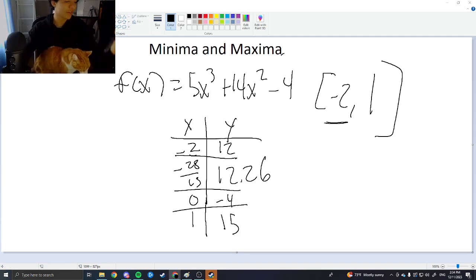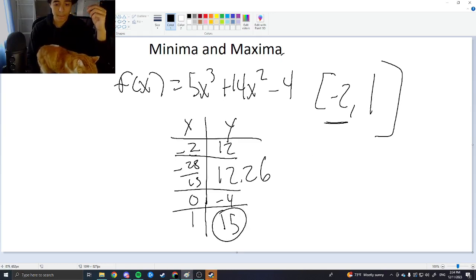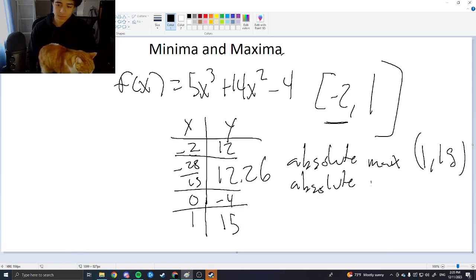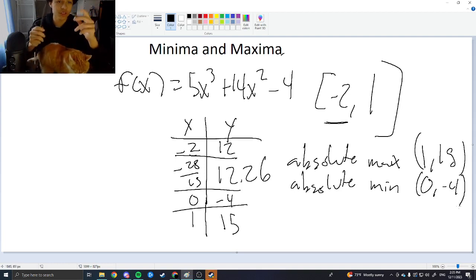So once you have your values, you have to determine what your maximum is and what your minimum is. And we can say that our highest value here is 15. And our lowest value is -4, right? So our absolute maximum is at (1, 15). And our absolute minimum is at (0, -4). So that's it for this concept. You just have to find your critical points, make a table, plug everything in. We're moving on.